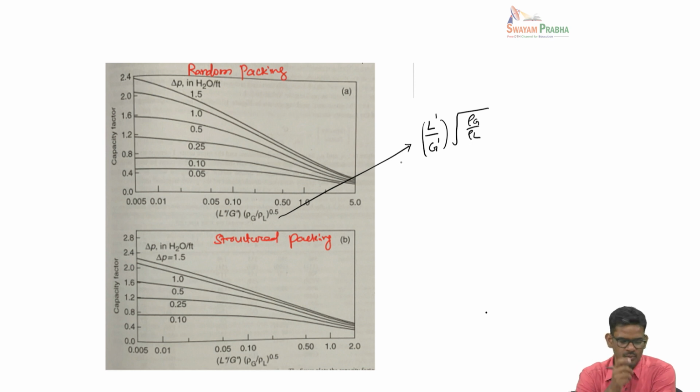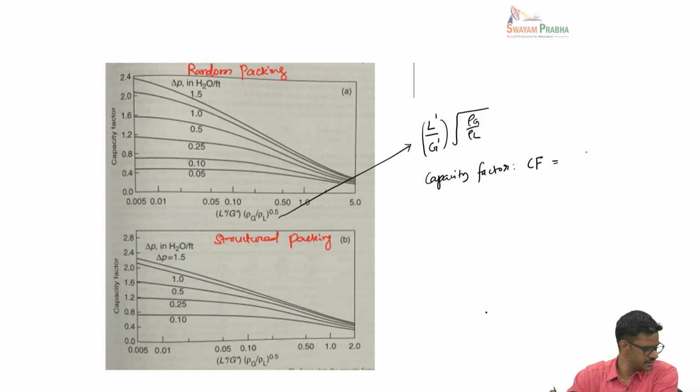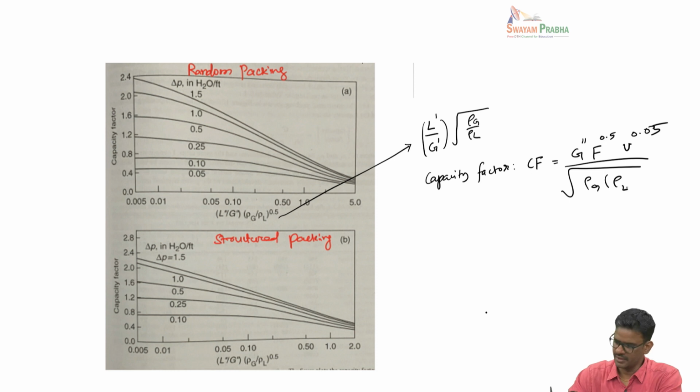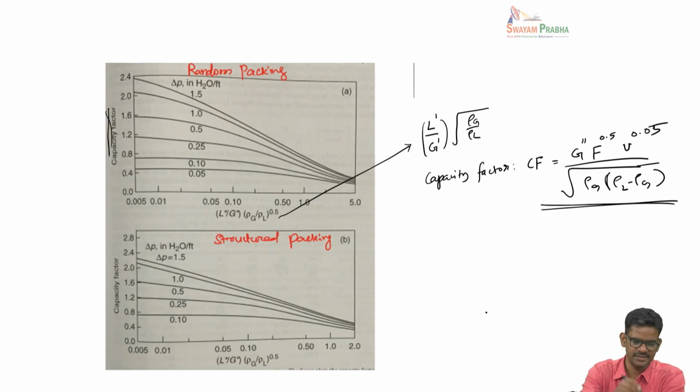Okay, and the y-axis is called a capacity factor. In short we can use CF. This is defined as G double prime F to the power 0.5, nu to the power 0.05, over the square root of rho G into rho L minus rho G. This entire term is denoted as the capacity factor, and that's what is used in this y-axis here.